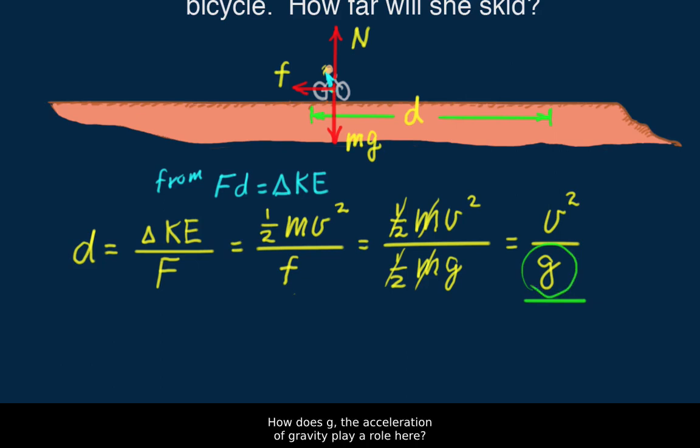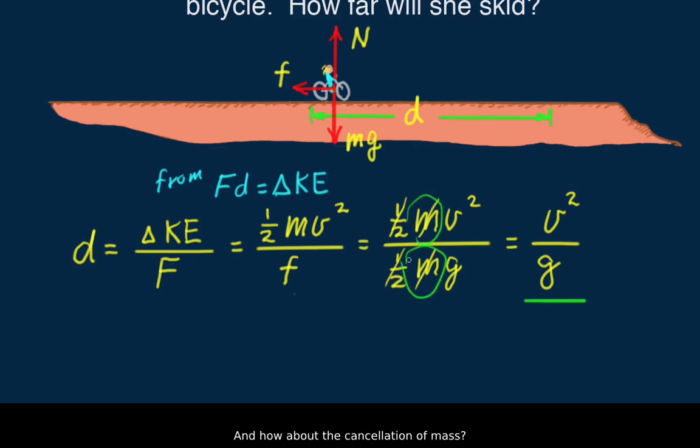How does g, the acceleration of gravity, play a role here? g is in the denominator, which means the greater g, the less d. For example, on a planet with more gravity, it seems right that she'd skid a shorter distance, more grab with the surface. Or on a planet with less gravity, she'd come to a farther stop, less grab with the surface.